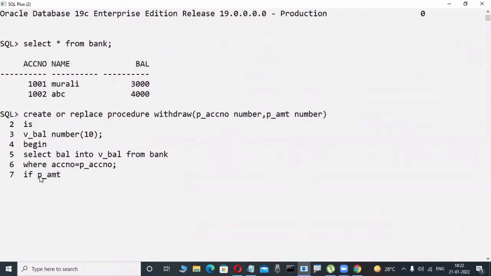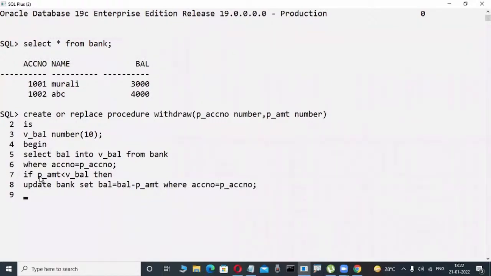Suppose here, logically observe, not the coding: if that amount is less than the available balance, then I want to affect that in the database. Update table name, set balance equal to balance minus p_amount. Something is there, where coding is there. Okay, fine.